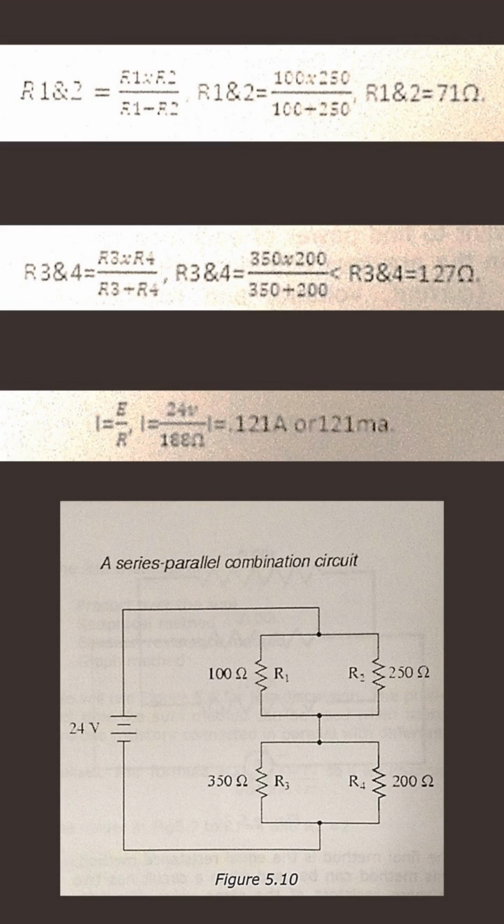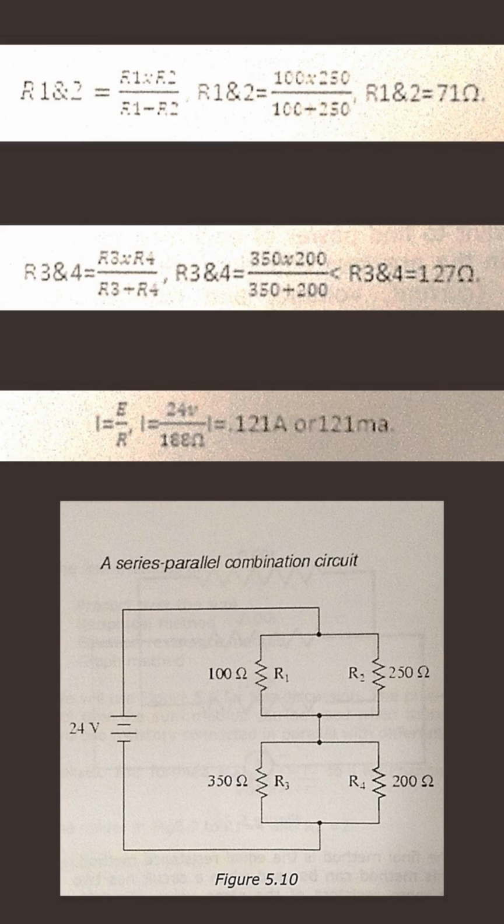Looking at figure 5-10, the best way to approach it is to find your total circuit resistance first. You can accomplish this by turning parallel circuits into series. R1 equals 100 ohms and R2 equals 250 ohms. You can use the product over the sum method to convert that part of the circuit. R1 and 2 equals R1 times R2 divided by R1 plus R2, which is 100 times 250 divided by 100 plus 250, so R1 and 2 equals 71 ohms.